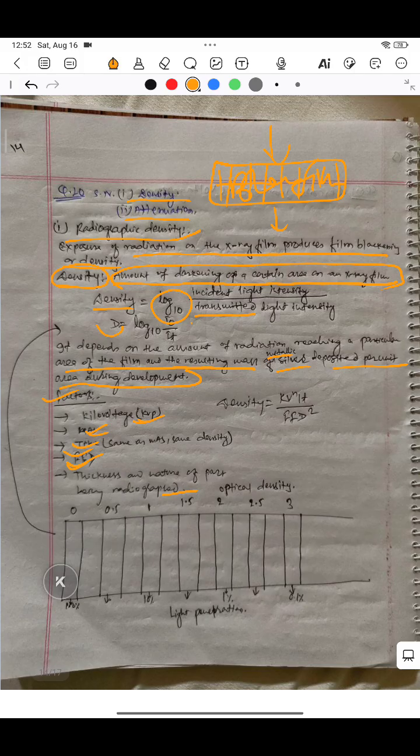And you can see this one is light penetration, how much it occurs, and this one is optical density. So the more the density, the less light penetration. In case of density 0, penetration is 100%; 0.5, 50%; 1, 10%; 2, 1%; 3, 0.1%. So it is inversely proportional. An increase in density decreases light penetration.